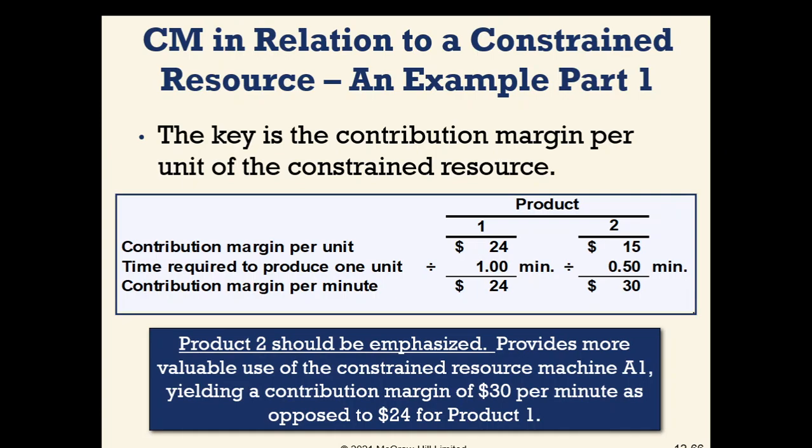Product 2 had a contribution margin per unit of $15, but it takes half the time. So when we divide 15 by 0.50, we get a contribution margin per minute of $30. So product 2 should be emphasized because it provides a more valuable use of the constrained resource, machine A1, yielding a contribution margin of $30 per minute as opposed to $24 per minute for product 1.